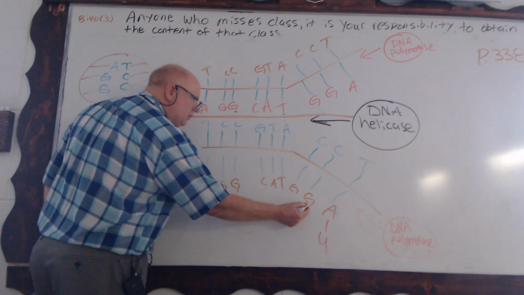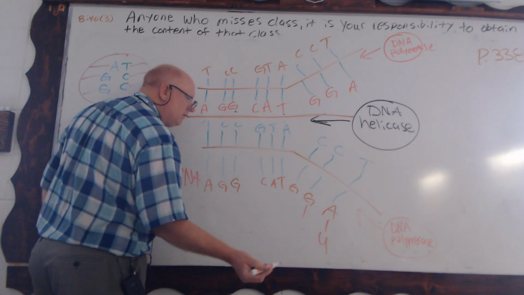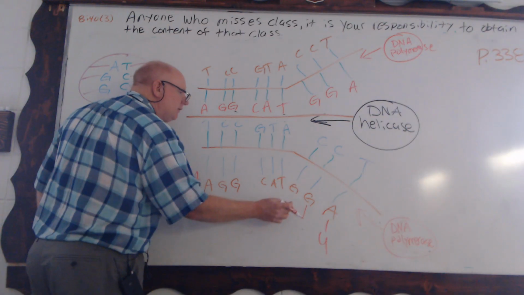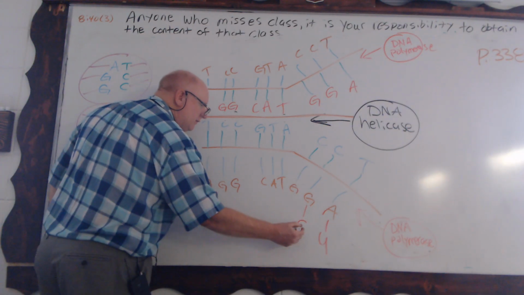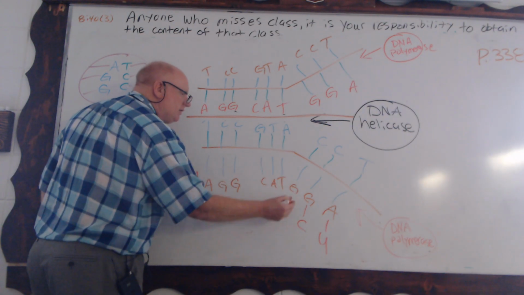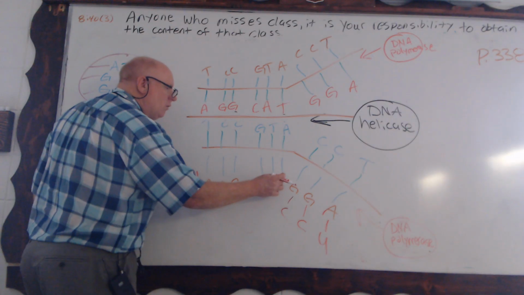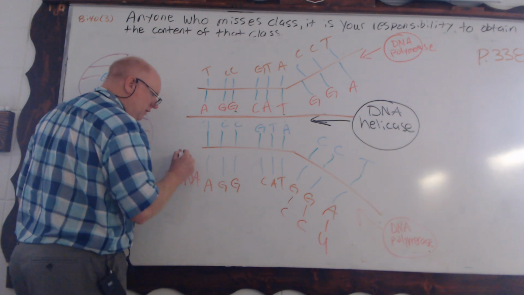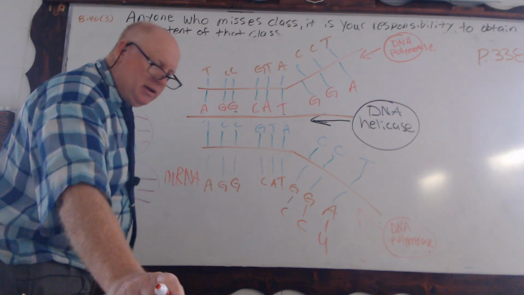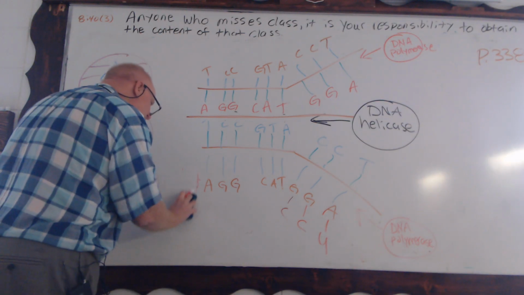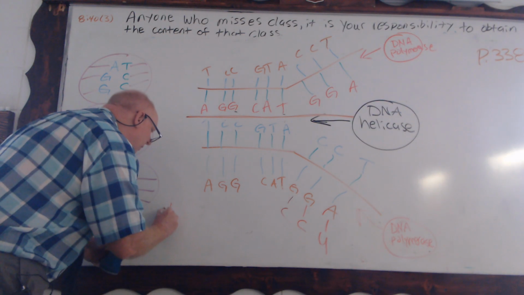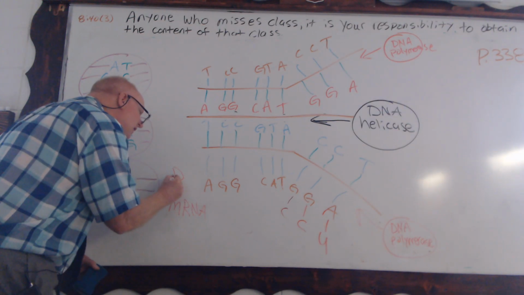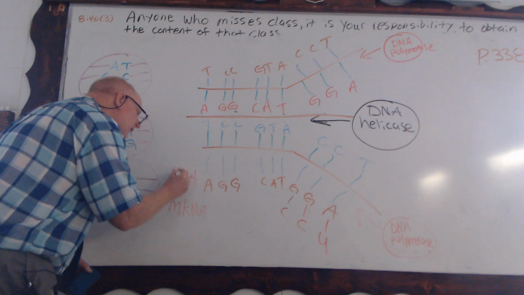What bonds to guanine? Cytosine. What bonds to guanine? Still cytosine. What bonds to thymine? Now this is DNA still. Maybe I should put this down just a little bit so that we know that the bottom is messenger RNA and the top is still DNA.